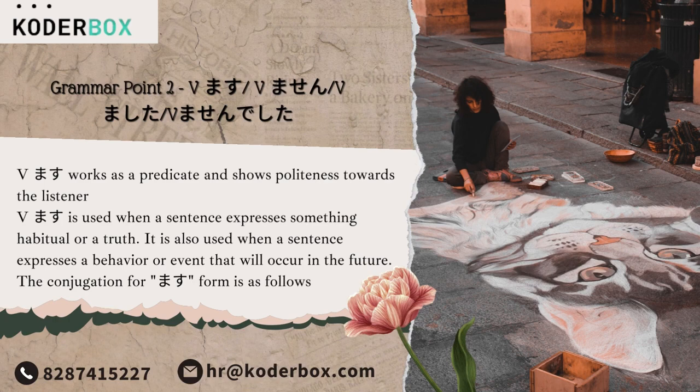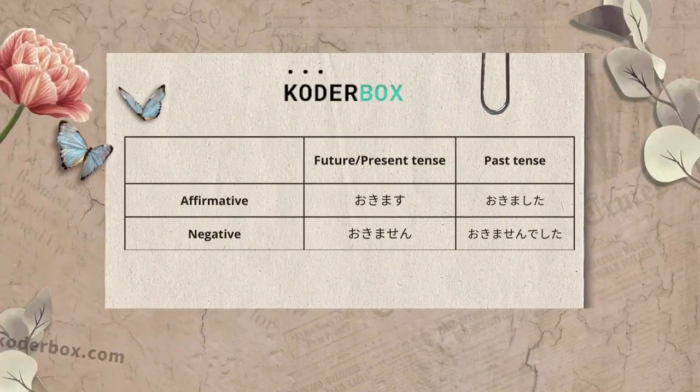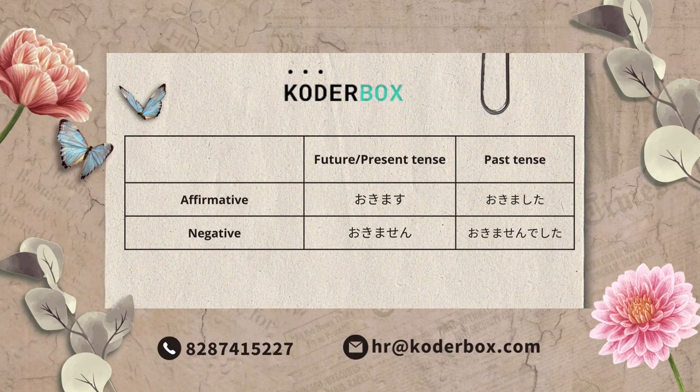The conjugation of mas form is as follows. Present tense affirmative is okimasu. Present tense negative is okimasen. Past tense affirmative is okimashita. Past tense negative is okimasen deshita.